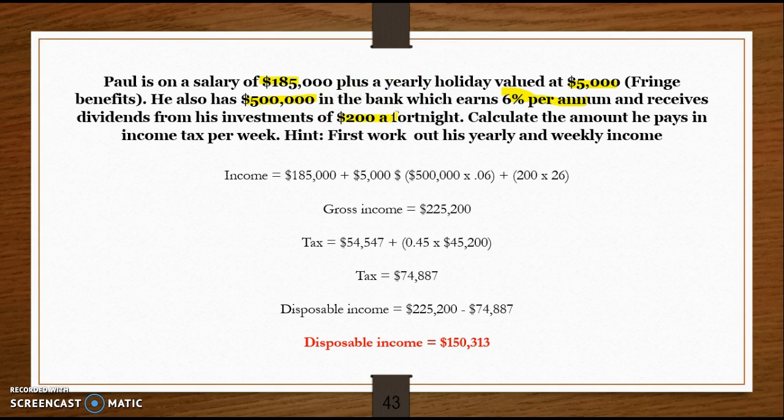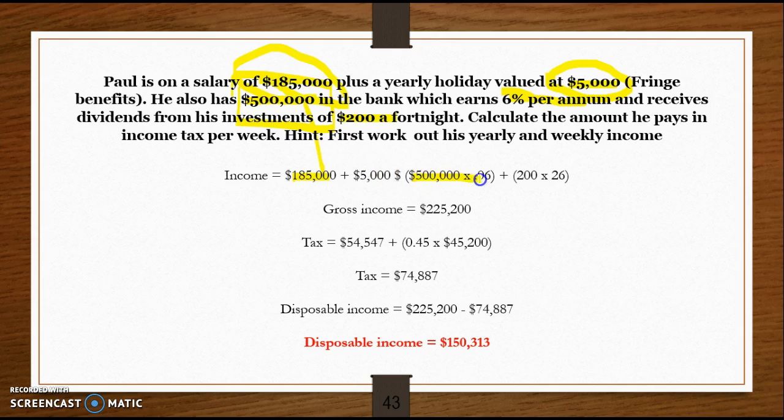So before we work out how much tax he has to pay, we've got to work out what his total income is. To do that, we start with the $185,000, which is his wage. Then plus the $5,000 in fringe benefits. Now this $500,000 he has in the bank is not income. That is his wealth at this point in time in terms of his savings. What we want to work out is how much income he's earning, and the income that he's earning is the interest that he earns on that bank account.